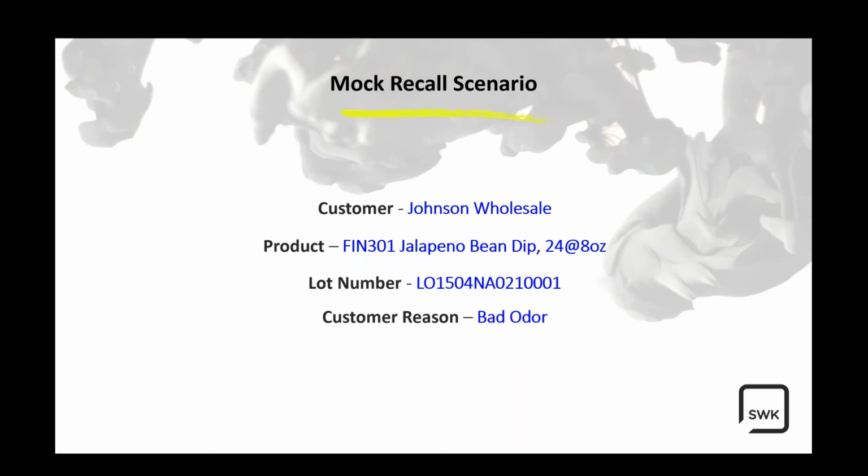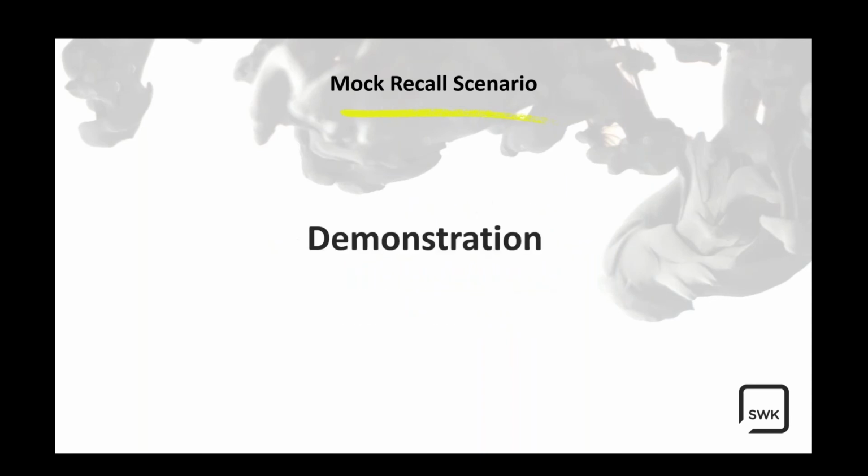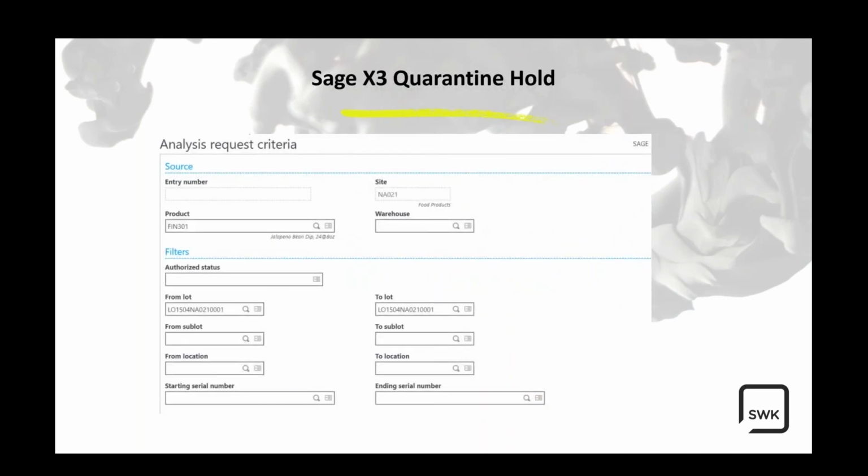So we'd go ahead and start a corrective action plan, which we're not going to do here today. But instead, we're going to decide that, yes, okay, the first thing we want to do is, if there's a problem with it, we're going to pull some. So we'll go ahead and do a demonstration now. We'll set up an analysis request so that our QC guys will go out and pull some product and take a test.